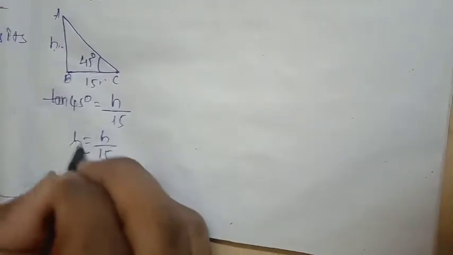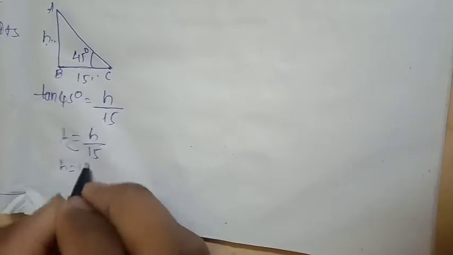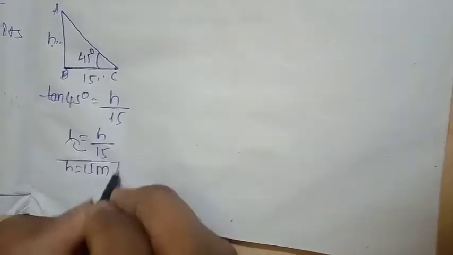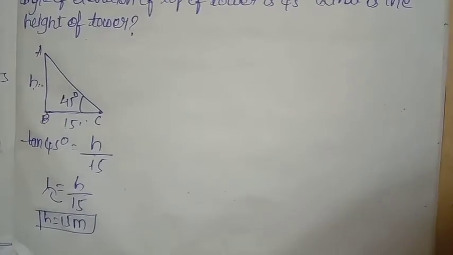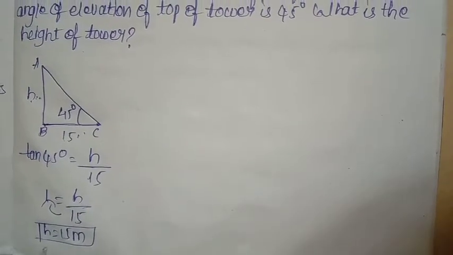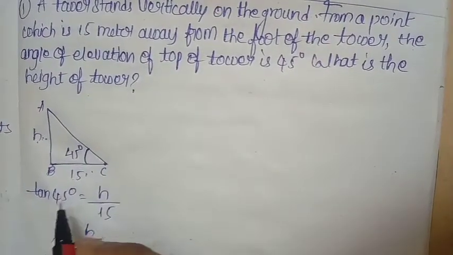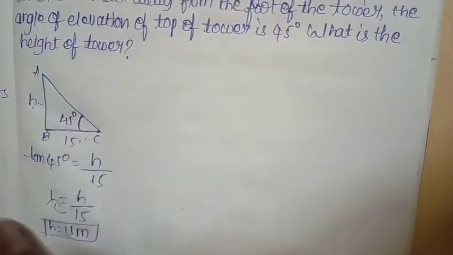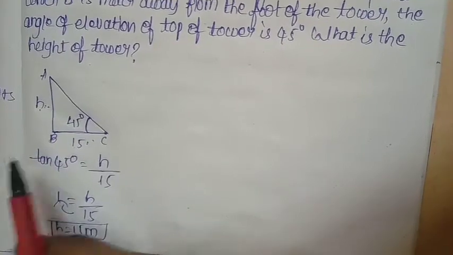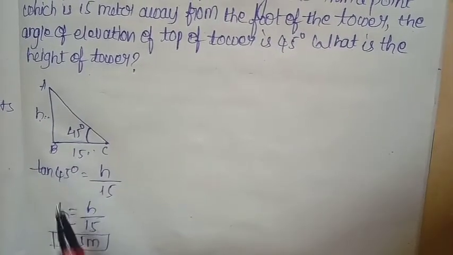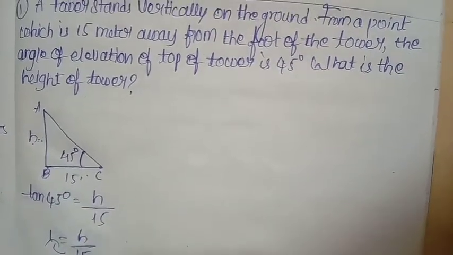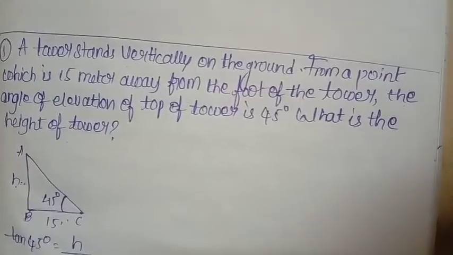So 15 will go like that, and height equals 15 meters. It is a simple problem, the first problem given in application of trigonometry. Like this we have to solve by taking ratios of trigonometry. We have to remember this table of values. I have discussed trigonometry in previous videos. It is important in this chapter to learn the values to solve all problems.